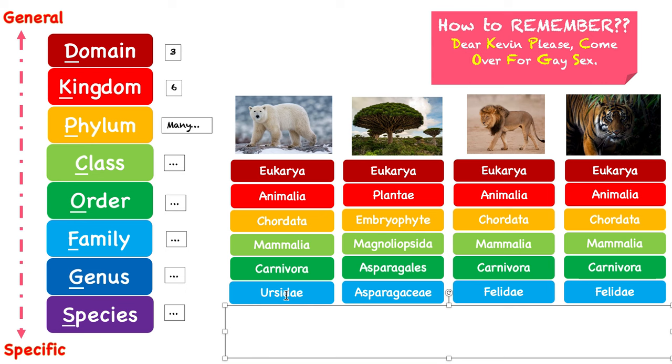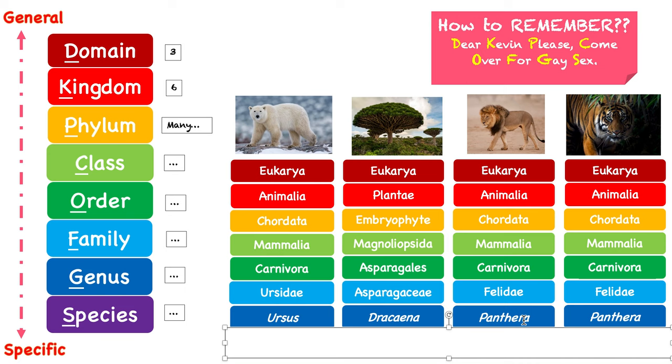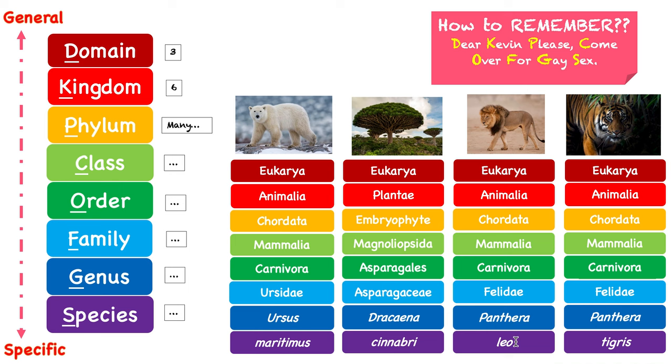This is where its name gets different, because these are Felidae, which just means cat. So let's see where these two get different. If we look at genus, even at genus, these two are still similar. They're still called Panthera. But at species, they're finally different. This is Panthera leo, and that's Panthera tigris.